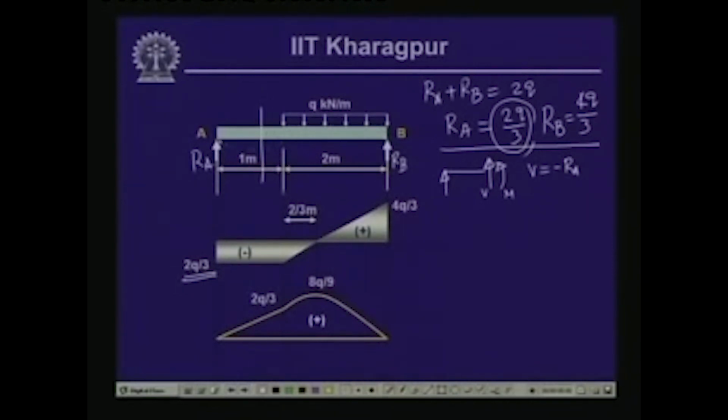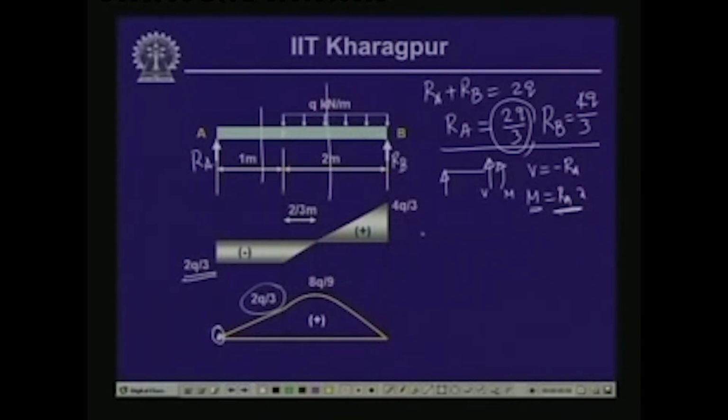Now, in this segment between 0 to 1, the value of the moment M is equal to RA into X. So, it varies linearly with X. When X equals 0, the bending moment is 0. When X is equal to 1, the value of the bending moment is equal to 2Q by 3, so much of kilonewton meter. Now, let us take another segment which gives us the value from 1 to 3.